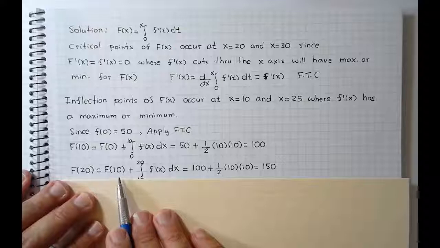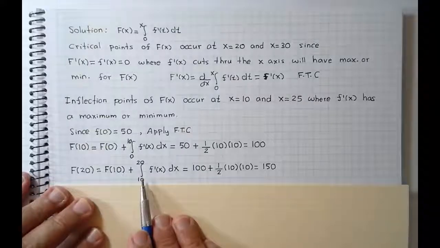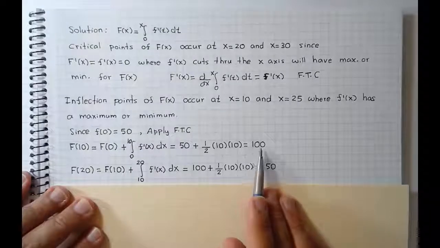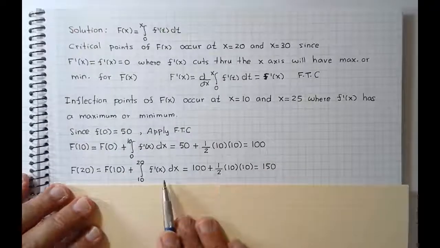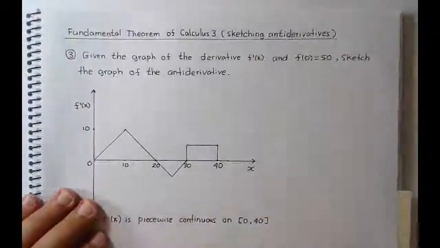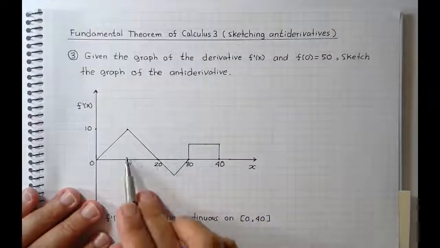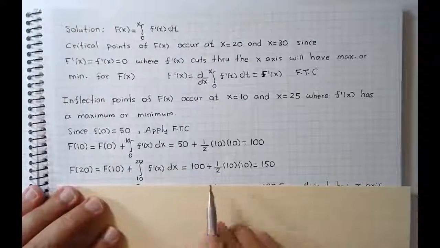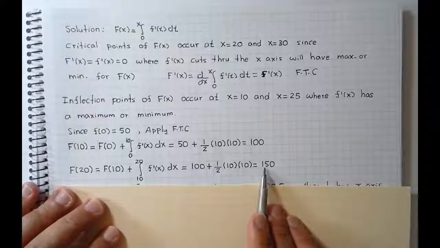F of 20 is going to be F of 10 plus the integral from 10 to 20 of f prime of x dx. That's going to be 100 from before, from our calculation, plus the integral from 10 to 20, which is also going to be a triangle, 1/2 the base times the height. So 1/2 of 10 times 10, that's adding another 50. So 100 plus 50, that's 150.